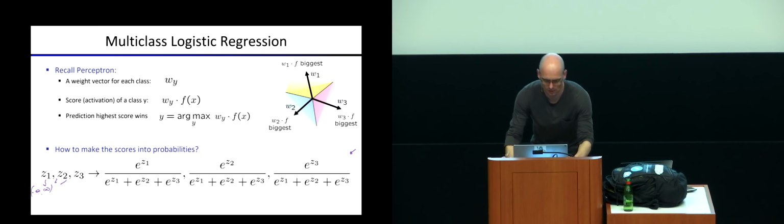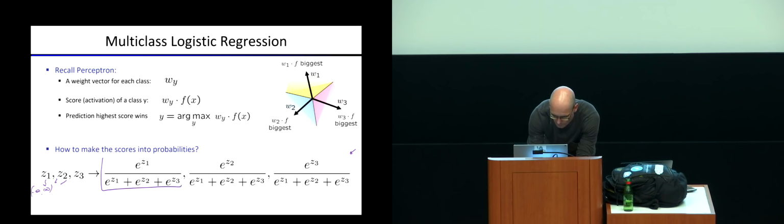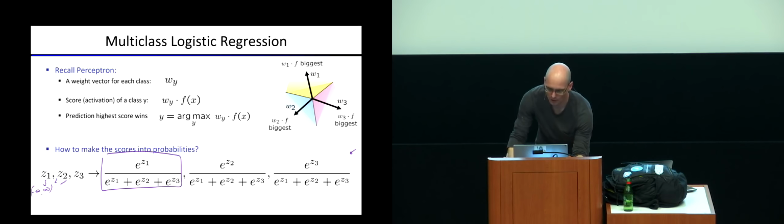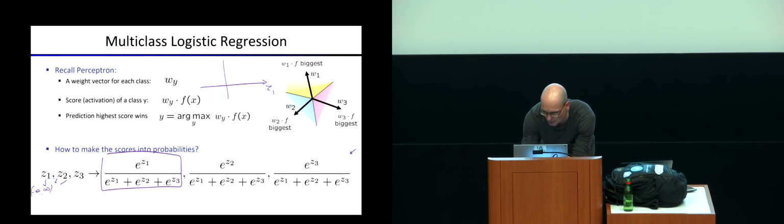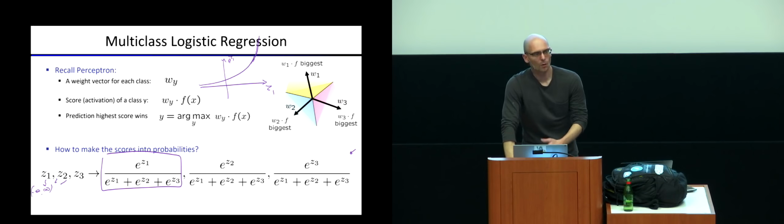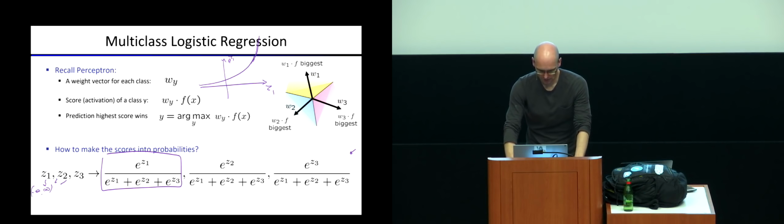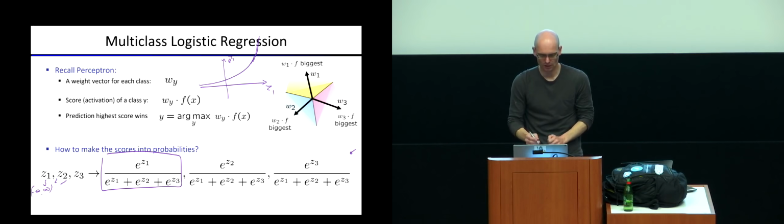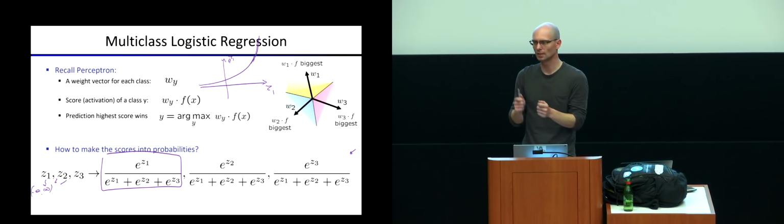Let's look at the first one. Let's say I'm going to exponentiate the number z1. What does exponentiating do? z1 lives here. e to the z1 lives here. It's a curve that looks like that and grows pretty quickly, actually, as you move further to the right. So this will always return a positive number. So one thing we can already see is that all three numbers we generate, e to the z1, e to the z2, e to the z3, will be positive numbers.